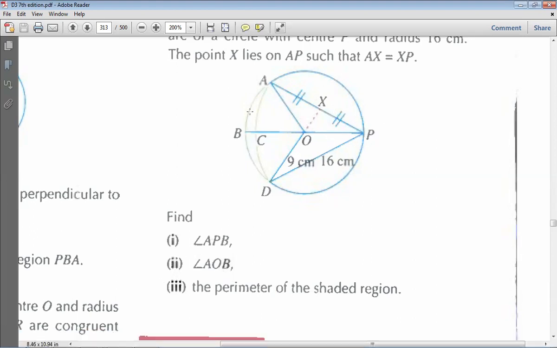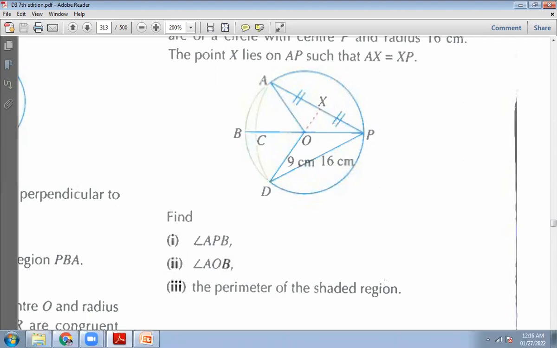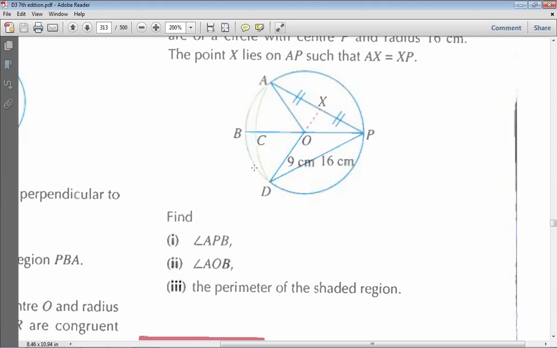Then they ask you to find the angle AOB, and very easily I can find it. If I know this angle, then I double it. Sorry, this angle AOB will be double of this angle. So very easily I can tell that. Then they will ask you to find the perimeter of the shaded region. The shaded region is here. I don't think that is very clear to you, but if you have the real book with you, then you will know that this is the shaded region.